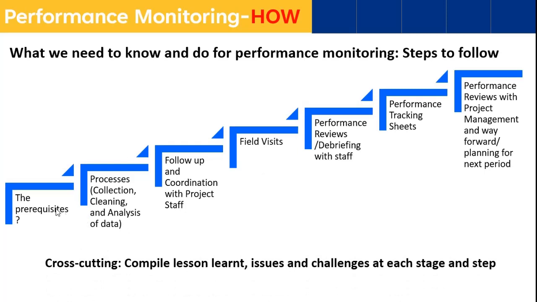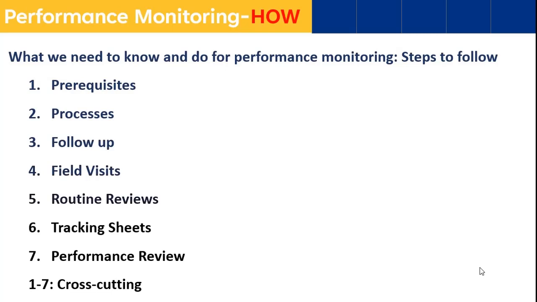And cross-cutting at every stage, you have to compile lessons learned, issues and challenges at each stage and step. While compiling those, you should have a knowledge management tool to compile and keep that information with you, which will serve as a best practices guide, and you can do an annual lessons learned workshop based on those compiled lessons learned, issues and challenges at every stage. So basically, these are those steps. There are a total of 7 steps, and then 1 to 7 is cross-cutting.